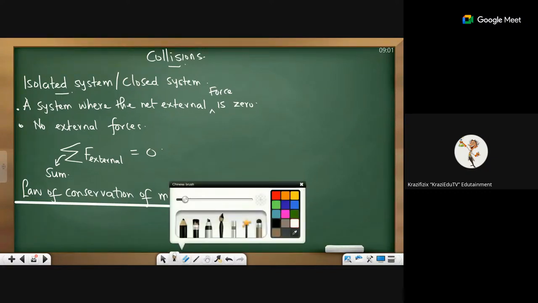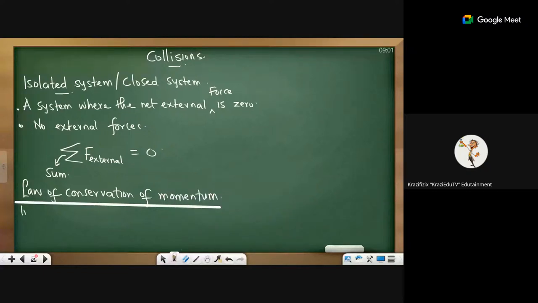So here, we're going to state a very standard law. In an isolated system, the total linear momentum is conserved, and we are done. That's 2 marks, guys. We don't want to waste too much time on these definitions. There are 2 definitions that I've given you right now.